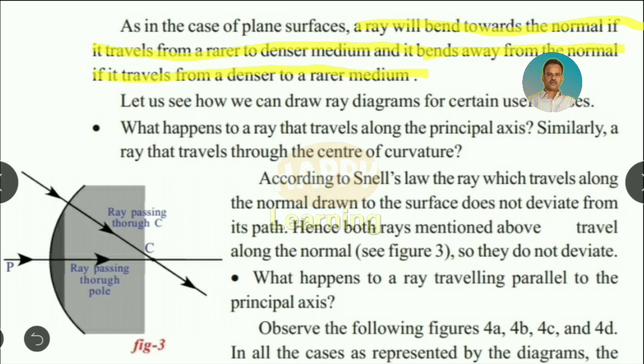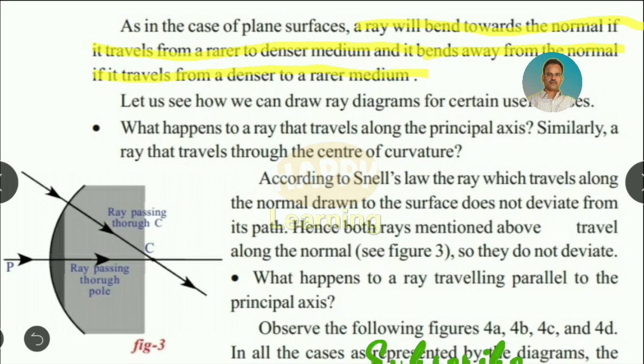Let us see whether these conditions that we verified in the case of plane surfaces, where the light ray bends towards the normal if it moves from rarer to denser, and bends away from the normal when it moves from denser to rarer medium, are valid here also or not. Let us check. Let us see how we can draw a ray diagram for certain useful cases.